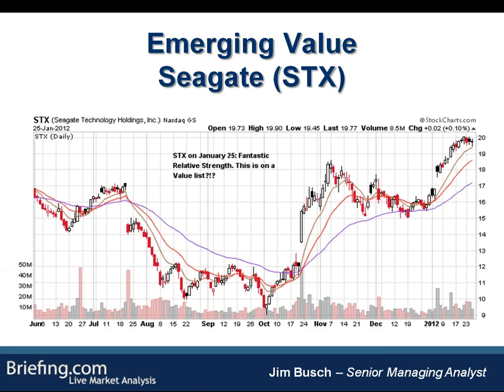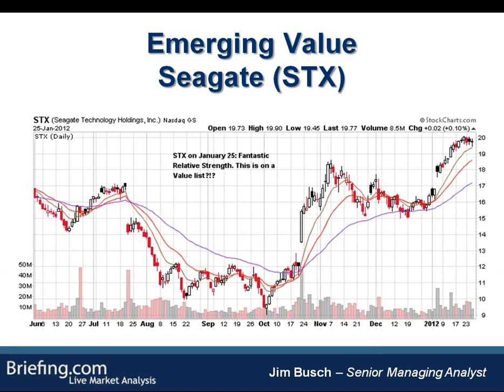When Seagate appeared on January 25th, this is what it looked like. It had fantastic relative strength, and I remember some of the guys in here commenting, or one in particular who said, this is a name that had run more than 100% off the October low, and this is going on a value list. Well, what was key here is that it had doubled off that October low, but it was still dirt cheap. It was an extremely cheap stock. So you had two different things going for it at the time: high relative strength and a very cheap valuation.